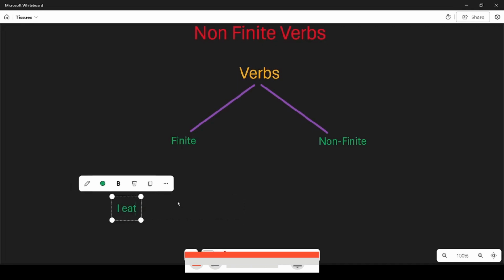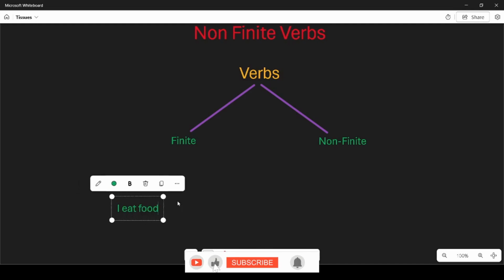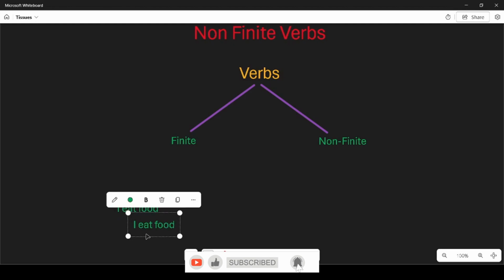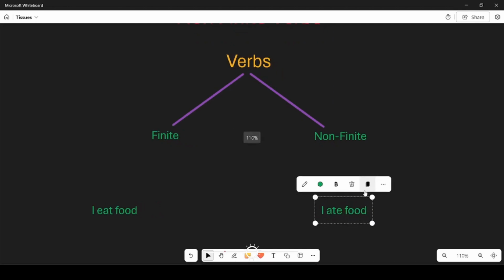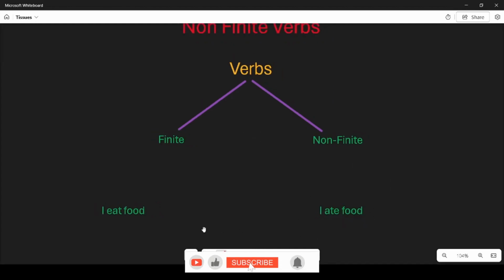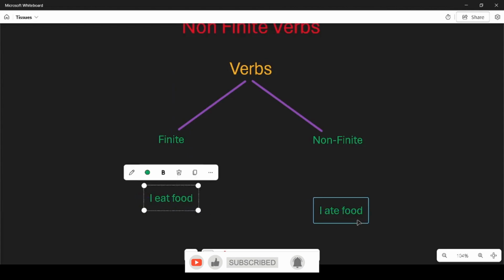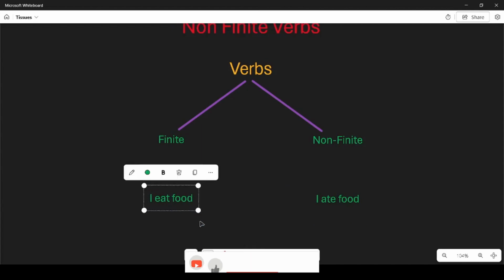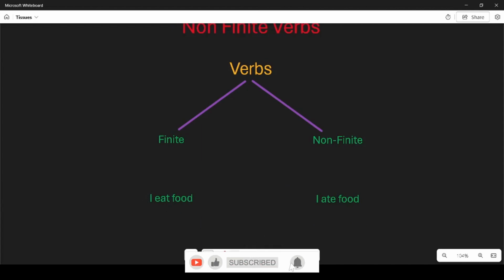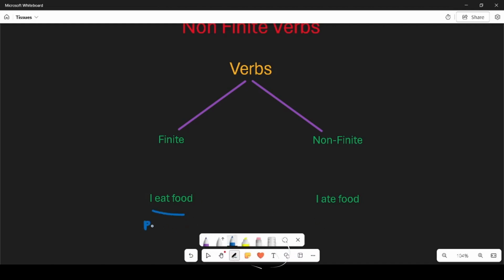I eat food. Instead of biscuits, let's say food, because biscuits would take a lot of time to type. In the past form, eat becomes ate. I ate food. So now we have these two sentences, and one of these sentences is present. I eat food is present tense, PR. And I ate food, that is past, PA.